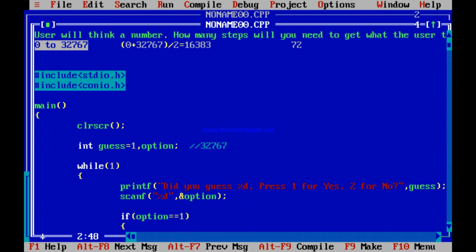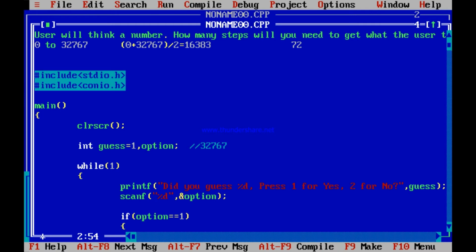User has guessed 72. I take 0 plus 32767 by 2, that is, I come exactly midway. The midway is 16,383. I ask the user, did you guess 16,383? Equal to that, less than that, or more than that? User says less than that, that is, less than 16,383. Definitely the user thought 72, so it is definitely lesser than 16,383. So user says less than that.